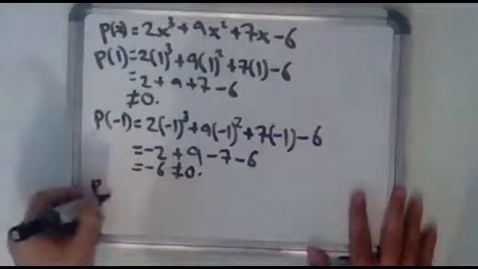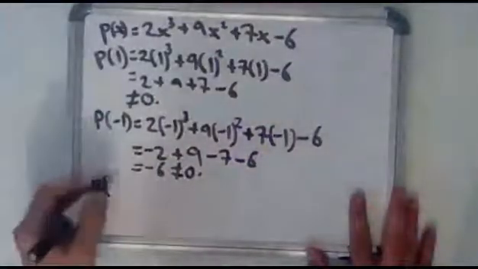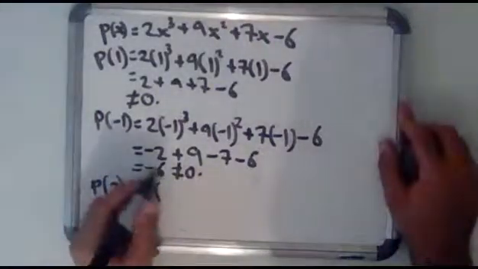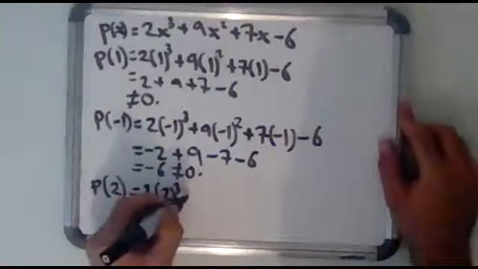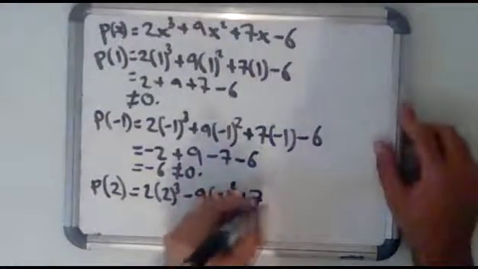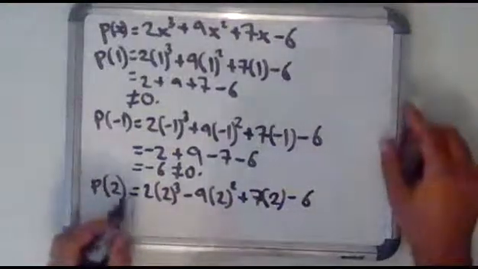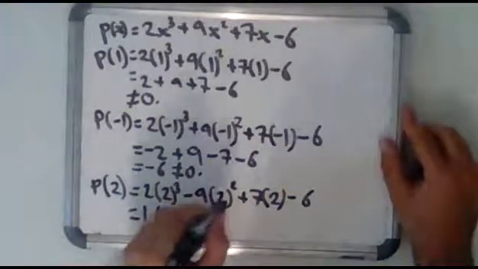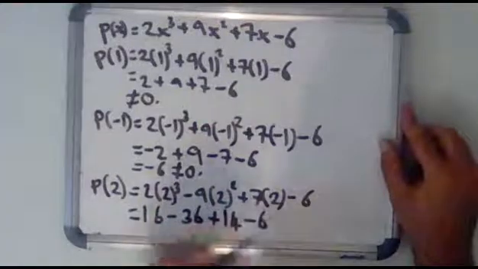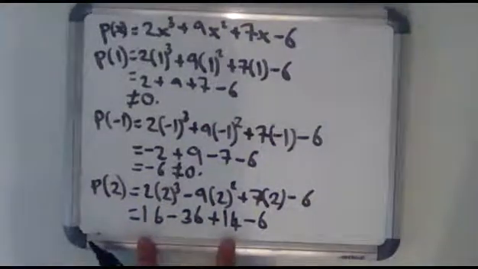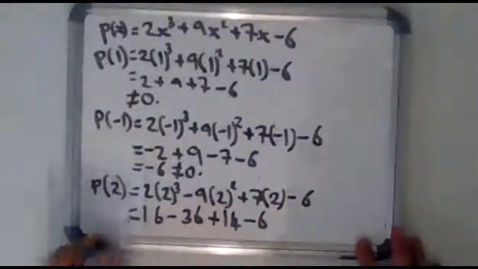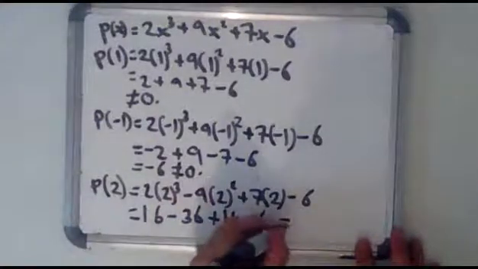I'm still looking at factors of 6, so I'm going to go up to 2. If we try p of 2, that's going to be 2 times 2 cubed plus 9 times 2 squared plus 7 times 2 minus 6. Well, 2 cubed is 8, 2 8s is 16, plus 2 squared is 4, times 9 is 36, plus 14 minus 6. That equals 60 in total, so it doesn't equal 0.